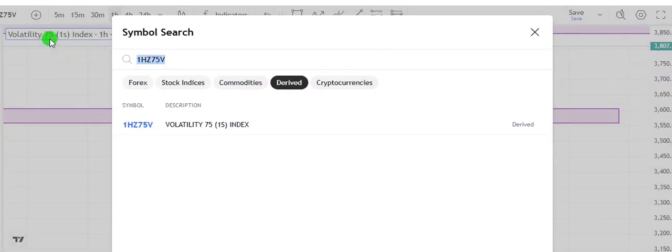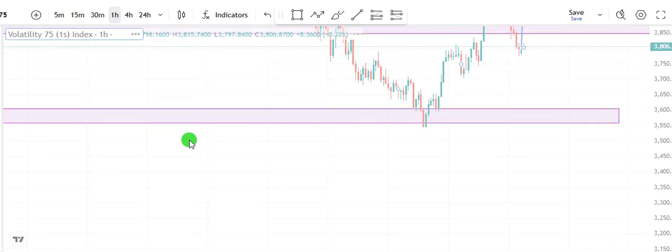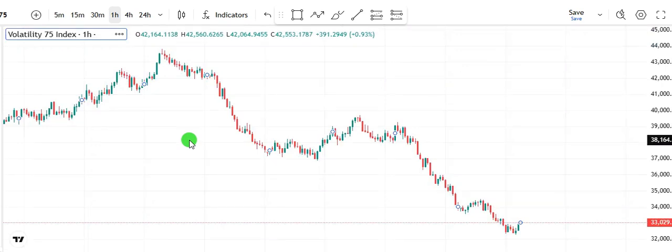So going to the next one, we're going to be doing volatility 75 itself. Alright, now we have the chart already of volatility 75.